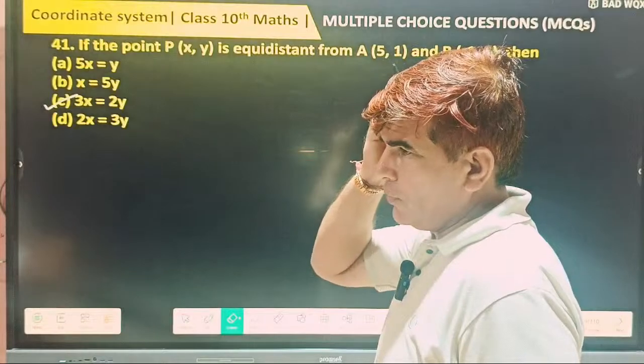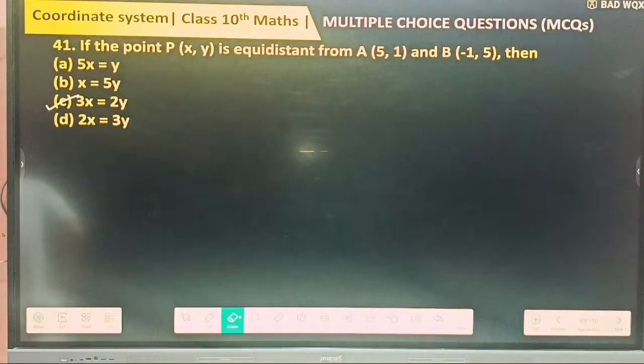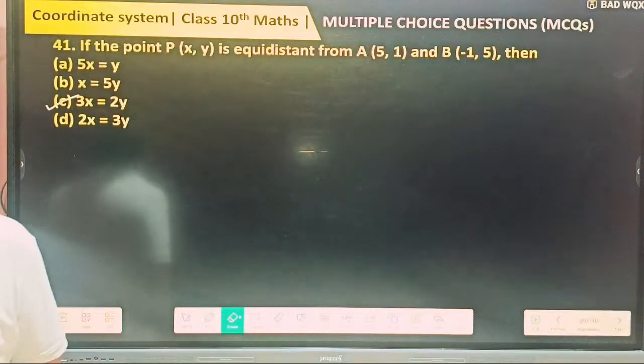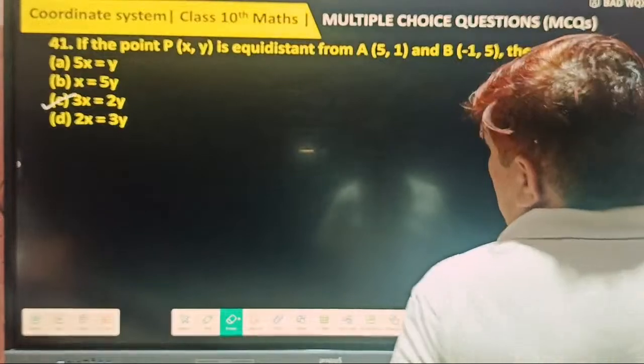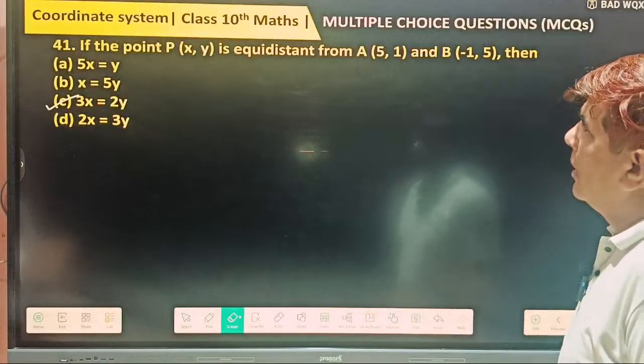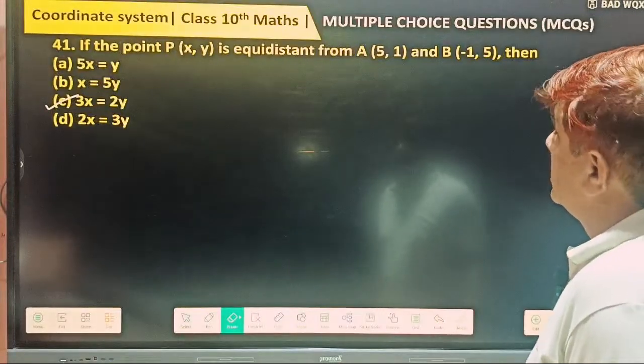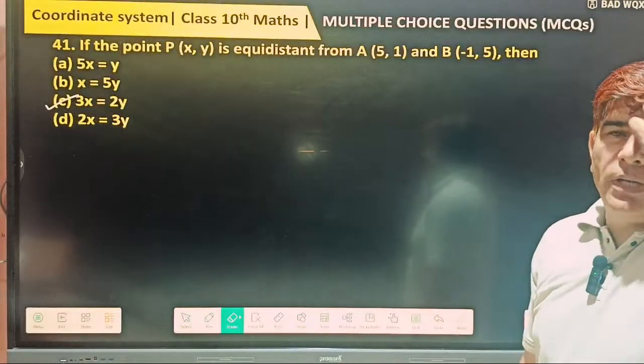So this is question number 41. Question number 41 says, if the point P is equidistant from this and this, then what is the relationship between x and y?